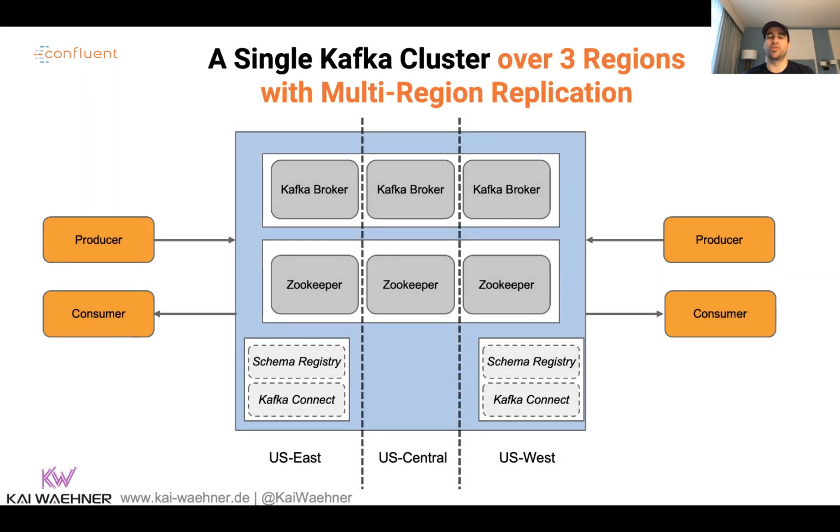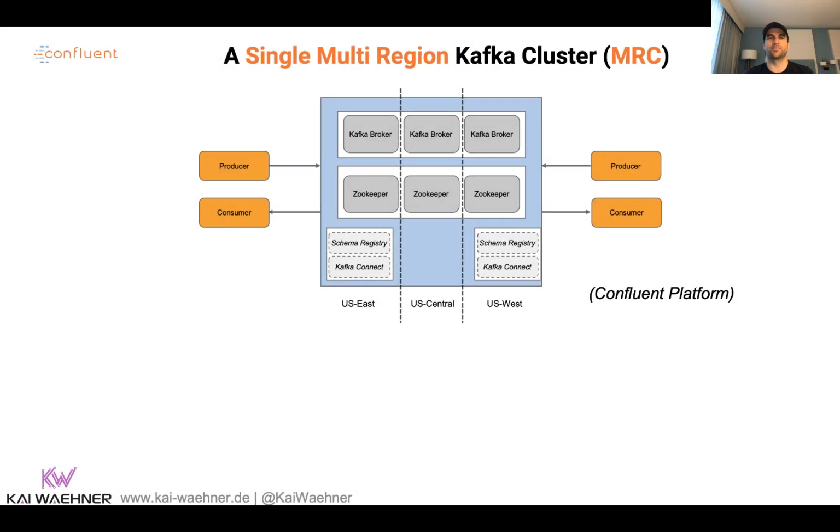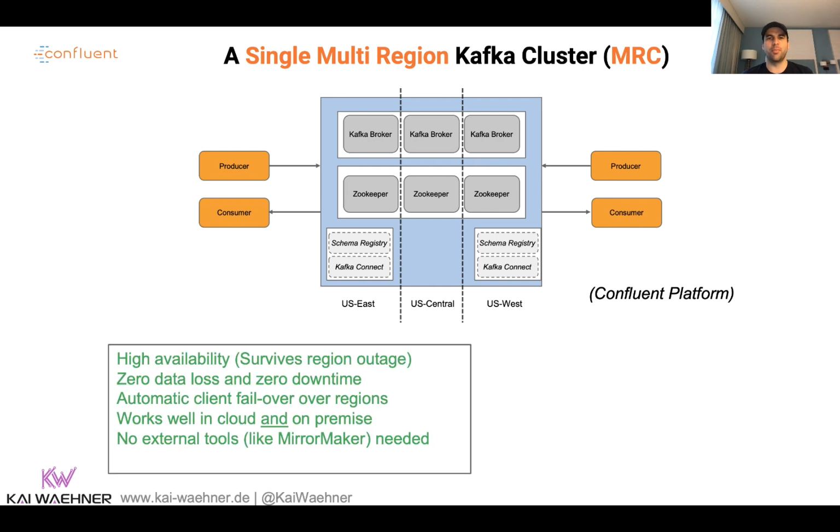Having said this, there is one more option. You can deploy a single Kafka cluster over 3 regions with multi-region replication. So this picture looks like the picture before. First of all, it's the same idea like a stretched cluster, but with additional tooling which allows you to get it running 24/7 without data loss. So what does this mean? This means that the Confluent platform provides a feature which is called multi-region clusters. You can deploy a single Kafka cluster over different regions, similar like a stretch cluster, but with additional tooling so that it works.